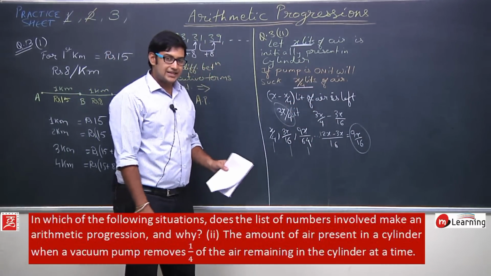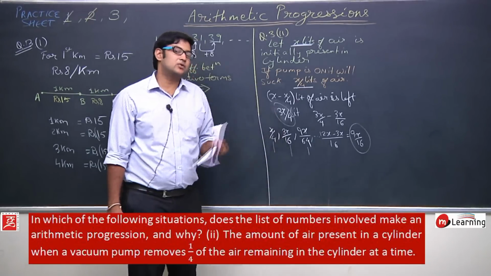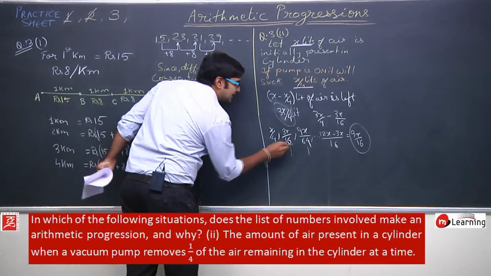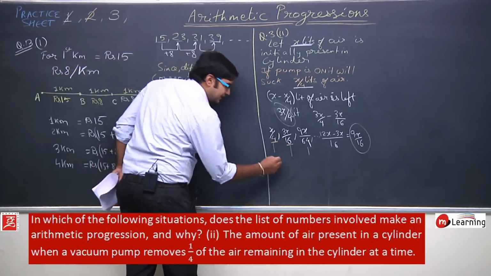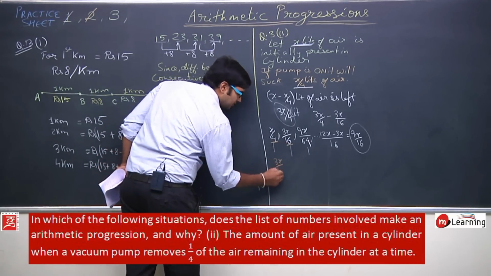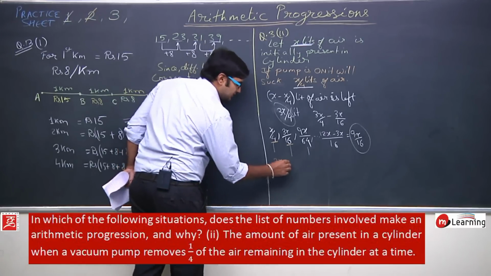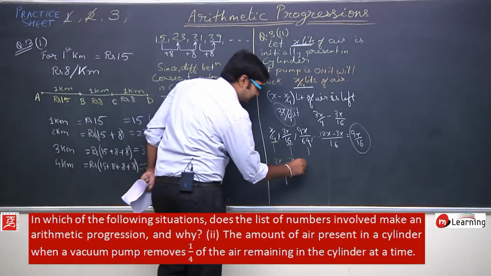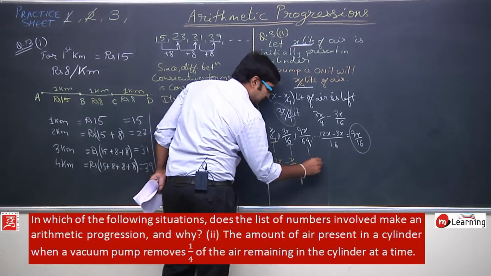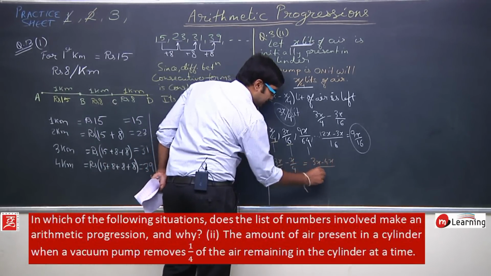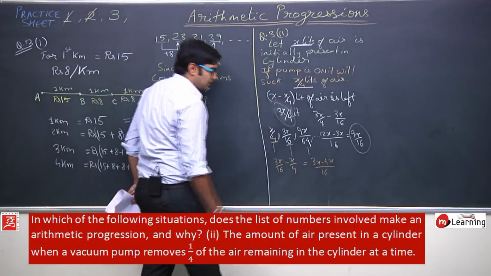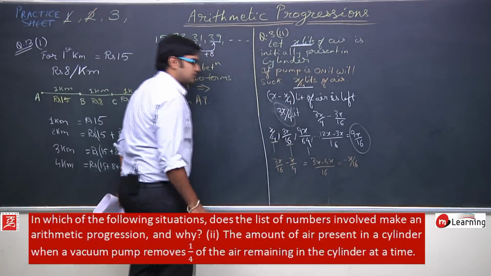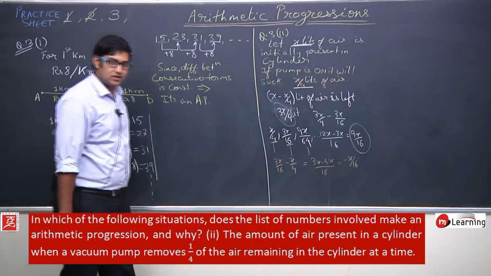Now can I check whether this series is an arithmetic progression or not? Yes, it's very easy. Let us subtract the second term and the first term. Second term is 3x by 16, the first term is x by 4. So if you subtract it, it will give you 3x minus 4x upon 16. You can take LCM and this will become minus x upon 16.